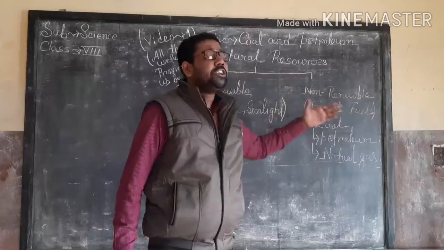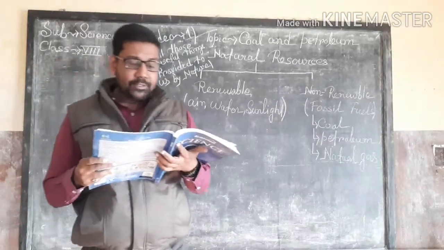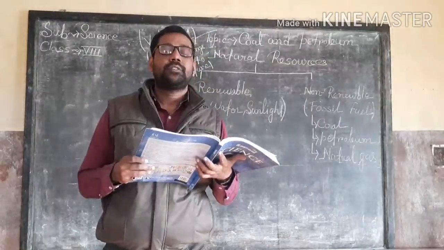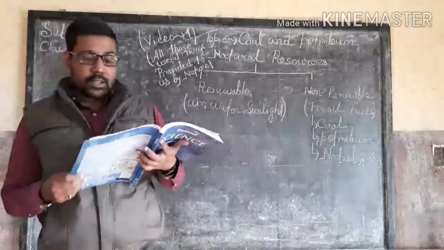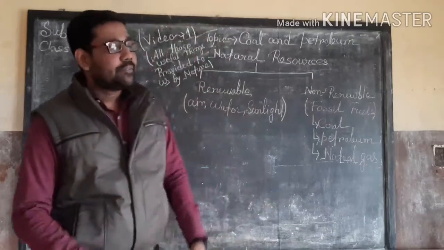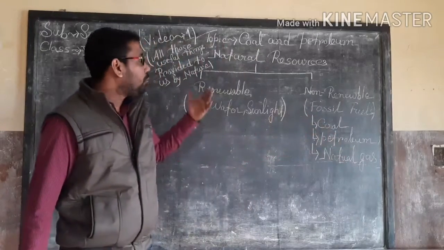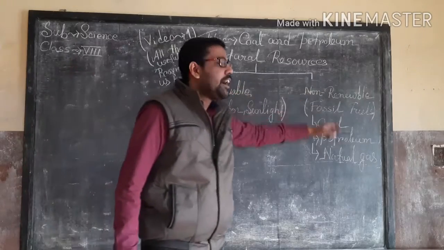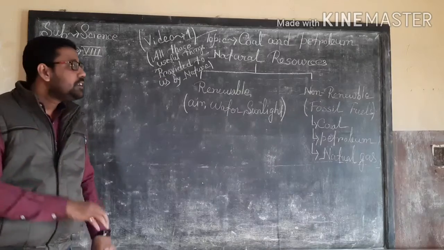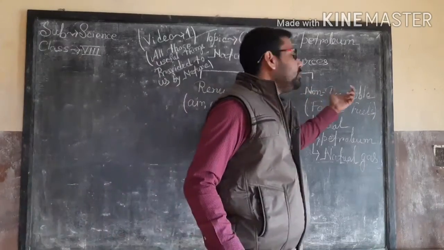So, what are the definitions of renewable and non-renewable natural resources? Natural resources like air, water and sunlight, which are present in unlimited quantity in nature, can be continuously replenished, hence cannot be exhausted. These are called renewable. The non-renewable is just the opposite, because these natural resources are not present on our earth in unlimited form. Their amount is very limited, and that's why they are called non-renewable.